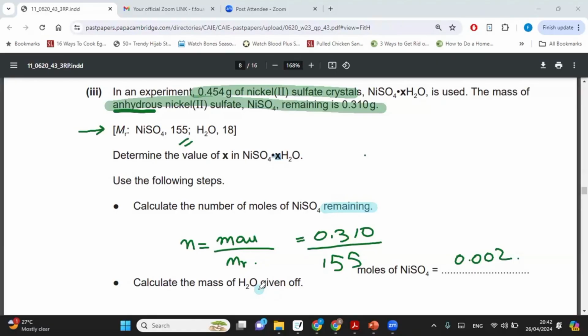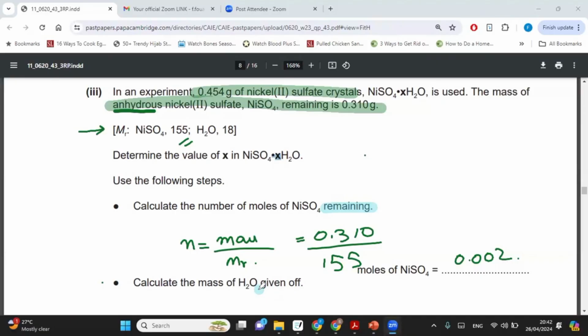Now, the next part they're saying, calculate the mass of water given off. How can we find the mass of water? Again, much easier. This part is much easier than it seems. No complicated formulas needed. No complicated formula needed. None. Very simple thing. Nope, no ratio, nothing.